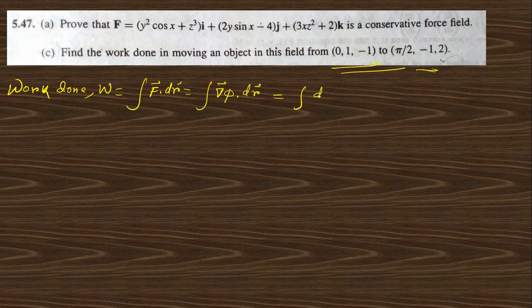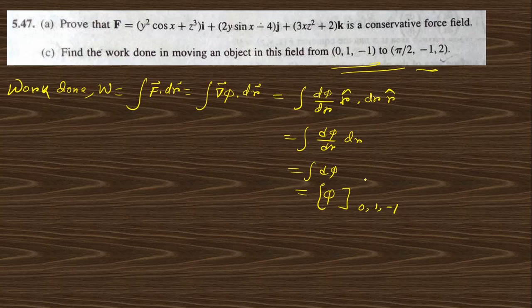Find the work done in moving a particle from that point to that point. So you know the work done by the force is nothing but the integration of F dot dr, and there F can be written as grad phi, and grad phi is nothing but d phi dr times r cap. So dr can also be written as r cap dr. So this is d phi dr into dr, dr cancels out, so the integration of d phi becomes phi, right? So if you put this limit, that is from (0, 1, -1) to (pi by 2, -1, 2), clear?